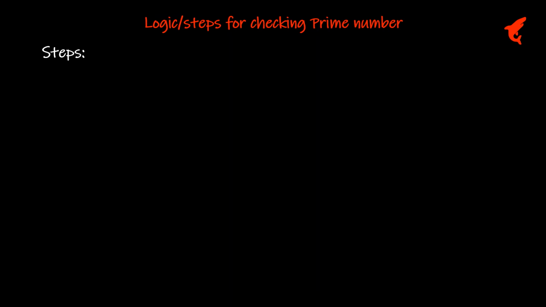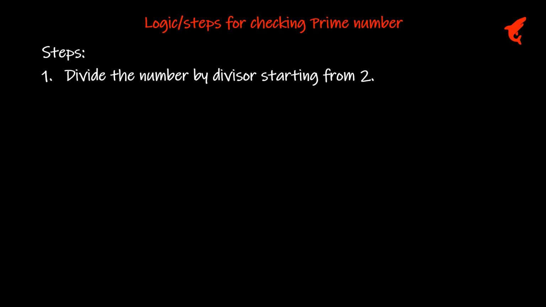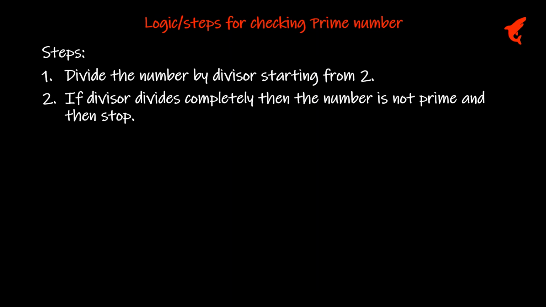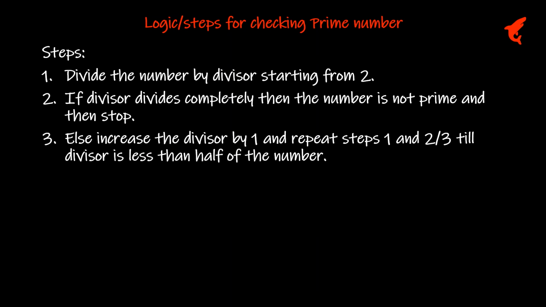So what are the basic steps of the program logic? First, divide the number by divisor starting from 2. Next, if divisor divides completely, then the number is not prime and then stop. Else increase the divisor by 1 and repeat steps 1 and 2 or 3 till divisor is less than half of the number.